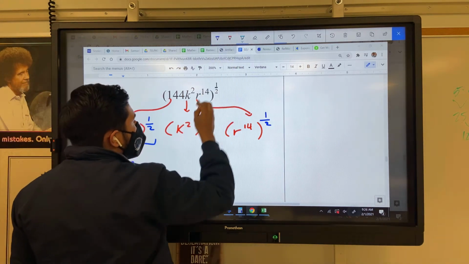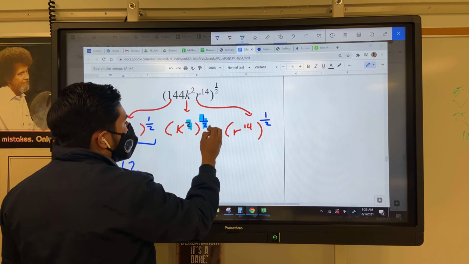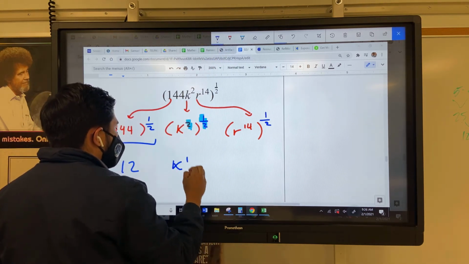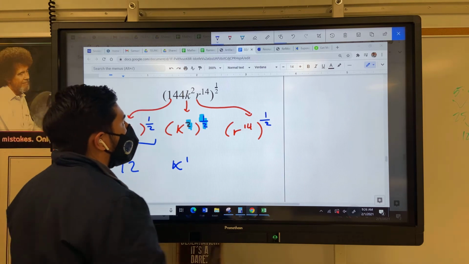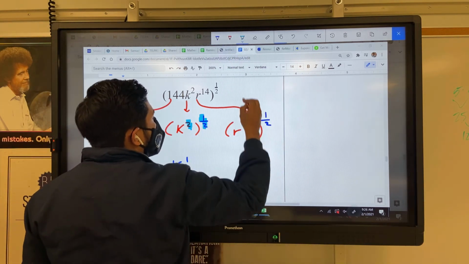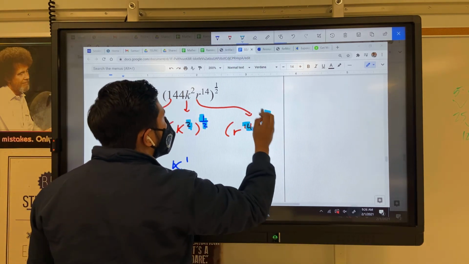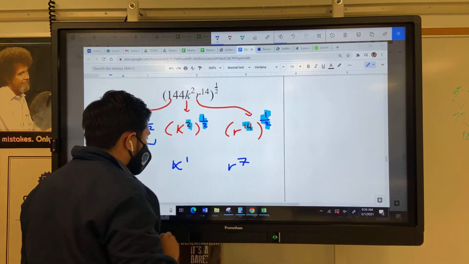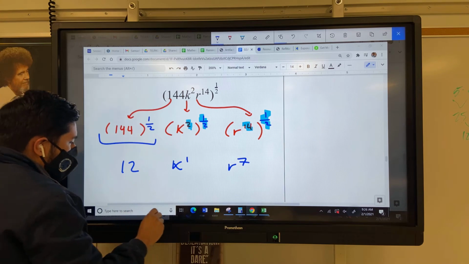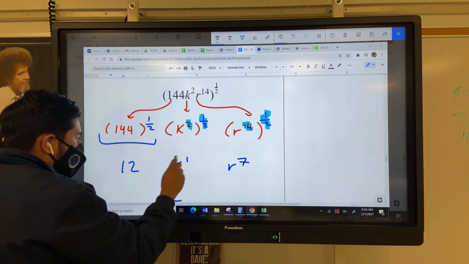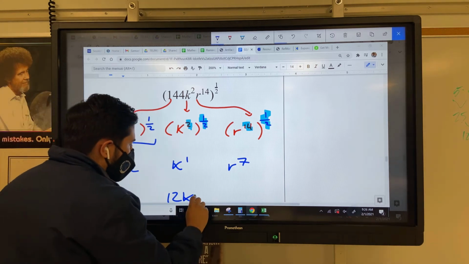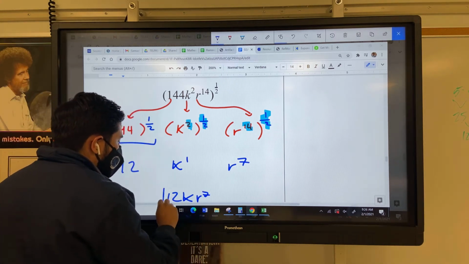What do I do with these exponents? It's up above. 2 times half. You should get k to the power of 1. Next one, 14 times half. What's 14 times half? r to the 7th. Rewrite my answer real nice and neat. 12. I don't need to put the 1 because we should know that's an imaginary 1. And then r to the 7th.